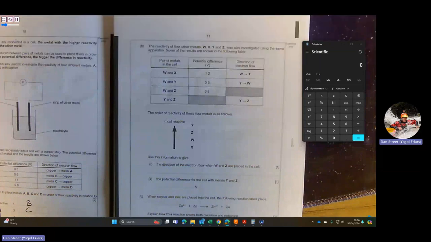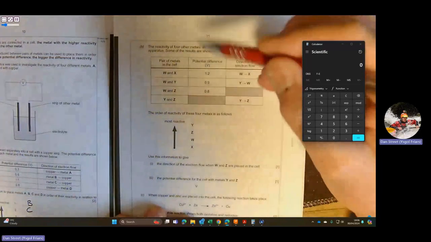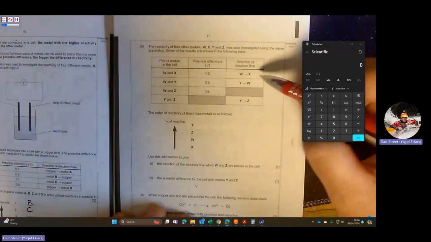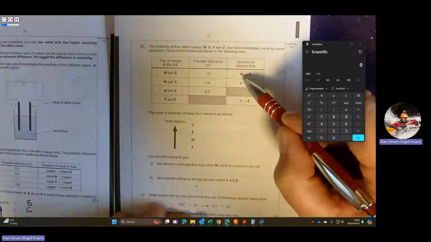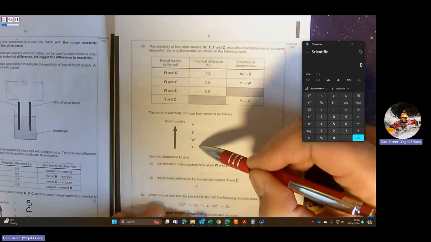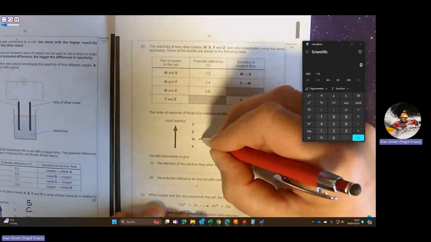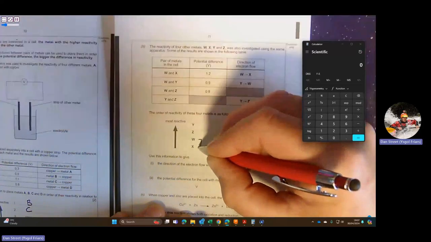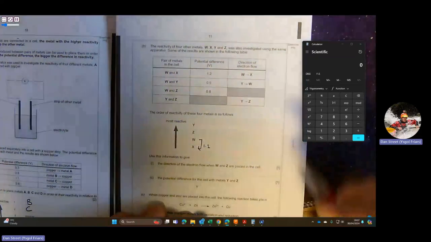Okay, and then the order of the reactivity is given to you. So if we have a look at the information we've got in here, we know that the direction of flow is W to X. That's the more reactive metal, which makes sense because W is above X in this reactivity series, and that happens to an amount of 1.2 volts. So the transfer of electrons there is 1.2.